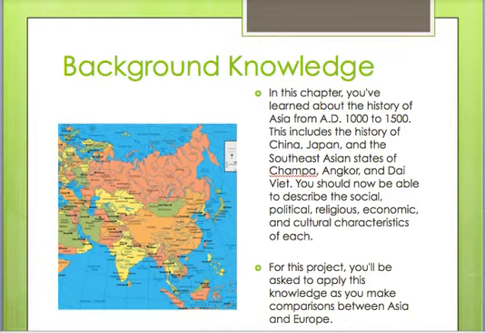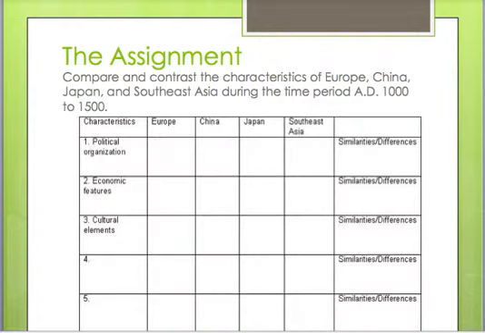So if you've forgotten, you're going to need to go back to those assignments, which give facts about the social, political, religious, economic, and cultural characteristics of all of those Asian countries and of Europe during the years 1000 to 1500, which was approximately 1,000 years ago. So the assignment. You are to compare and contrast the characteristics of Europe, China, Japan, and Southeast Asia during the time period AD 1000 to 1500.